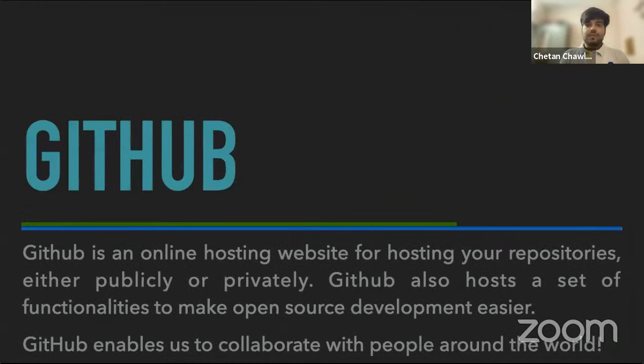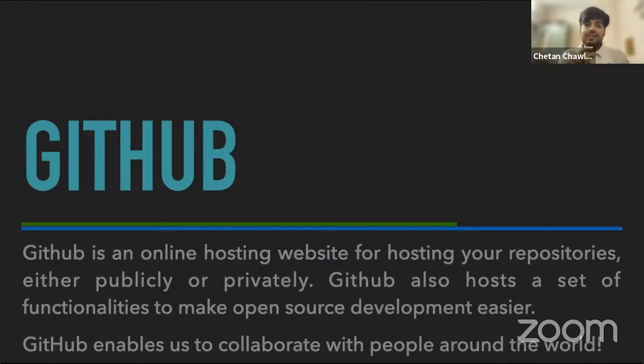All right. So this was all about Git. And now let's talk about GitHub. And most of your questions would be solved using this. So GitHub is an online hosting website for hosting your repositories that you make either publicly or privately. And it also adds several functionalities that make open source development easier, like creating documents on their own. And there are all sets of new functionalities that are being added in GitHub every day. So we'll talk about some of them.